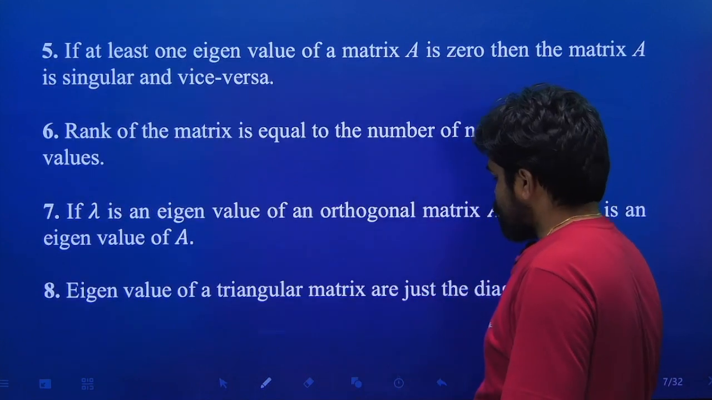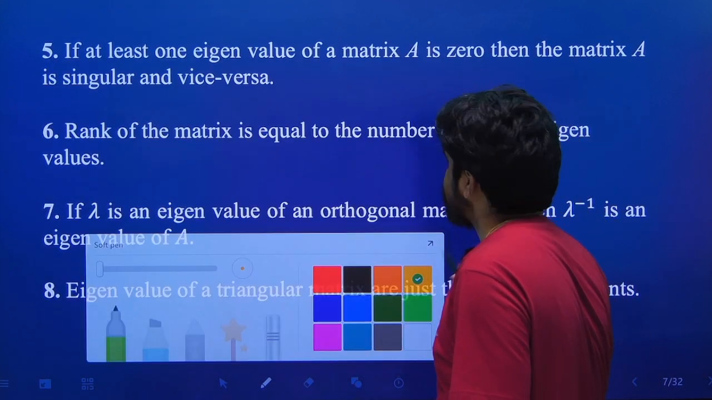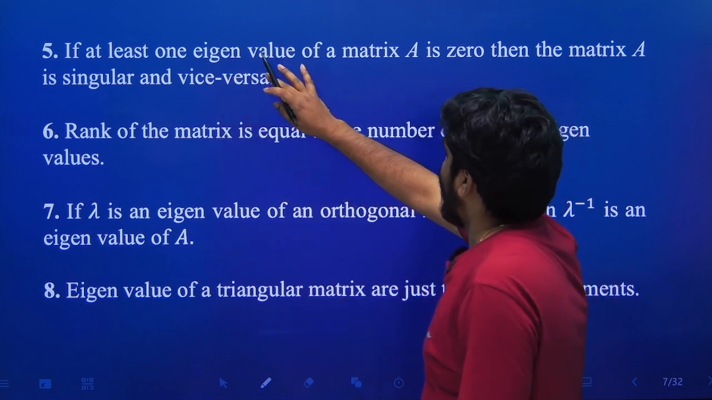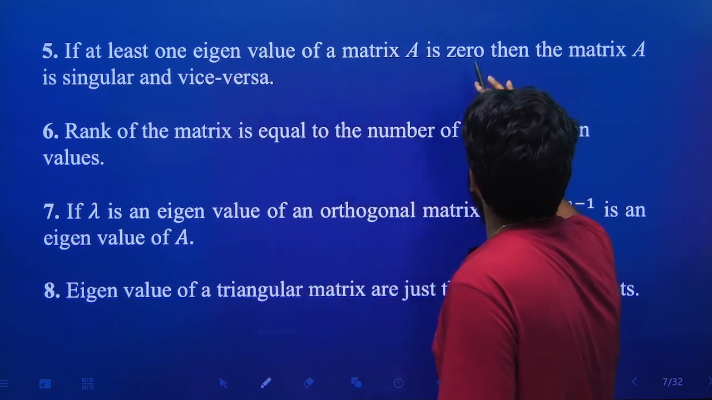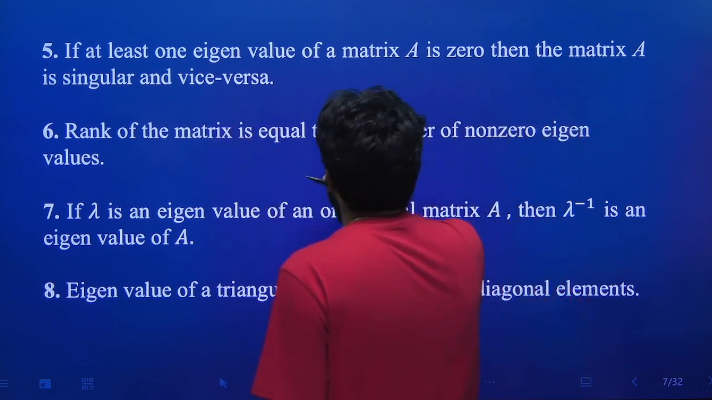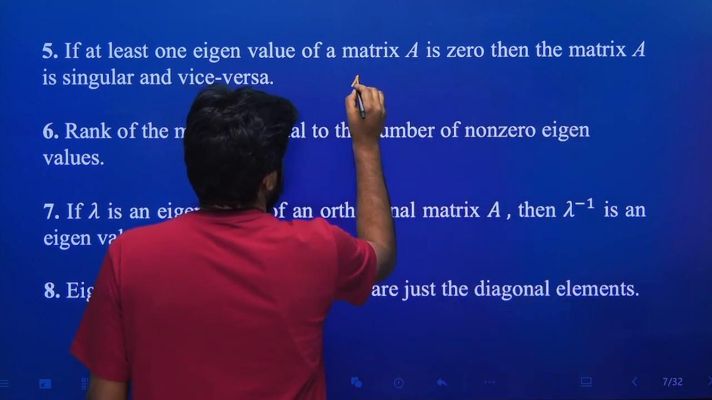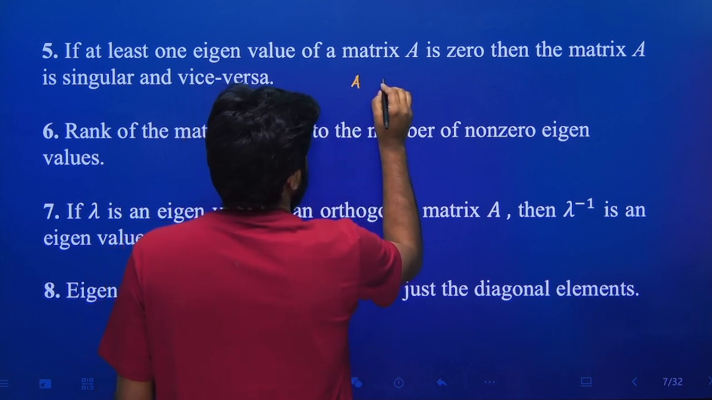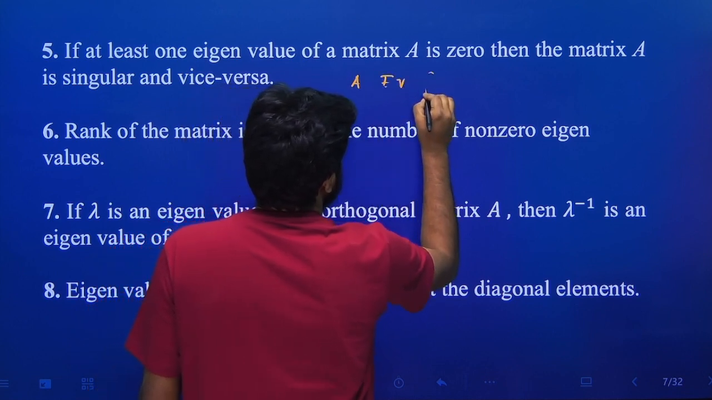Next, it should be noted that if at least one eigenvalue of a matrix A is 0, then the matrix is a singular matrix and vice versa. That means suppose A is a matrix whose eigenvalue is 0.